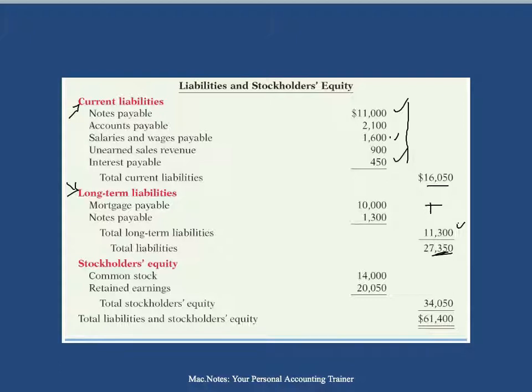Total liabilities then, this plus this, $27,350. Shareholders' equity section, there's no categorization here, simply the common stock and the retained earnings. And the retained earnings comes from the retained earnings statement, and the common stock represents the investment the shareholders have made in the company. And there we have total liabilities and shareholders' equity, $61,400. And that is a classified balance sheet, and you would be required to produce a classified, not a simple one like we first did.